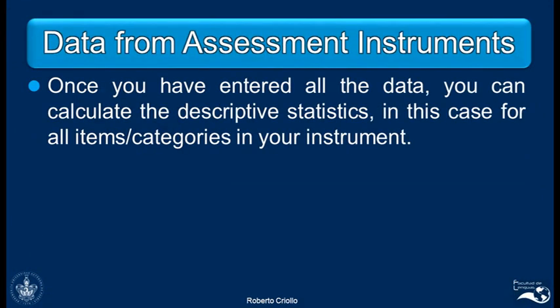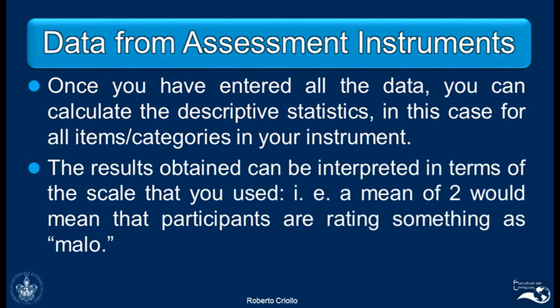Once we have entered all of the data, the next thing that we need to do is to calculate the descriptive statistics, but in this case it is going to be for all of the items or the categories in our instrument. And also something else that we need to remember is that the results that we're going to obtain will be interpreted in terms of the scale that we use. For example, in the previous scale, a mean of 2 will mean that the participants are rating something as malo.